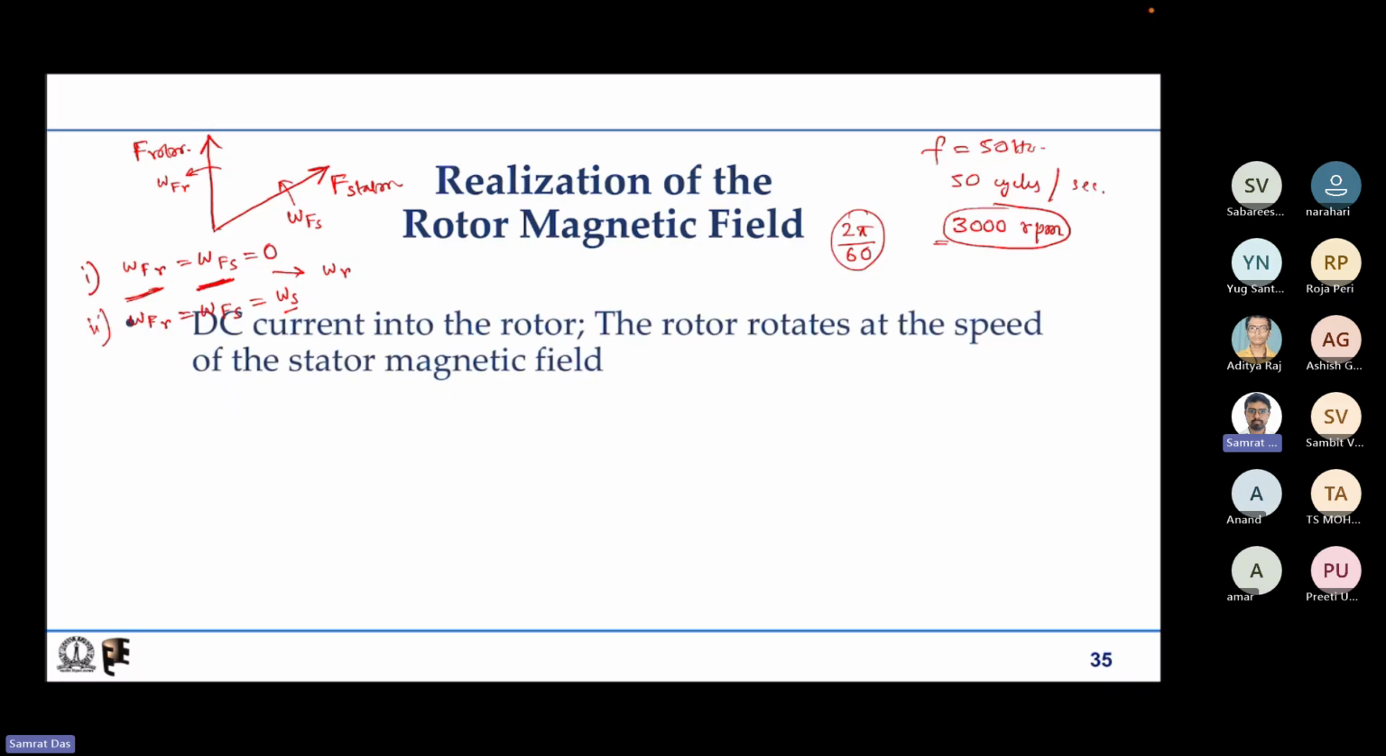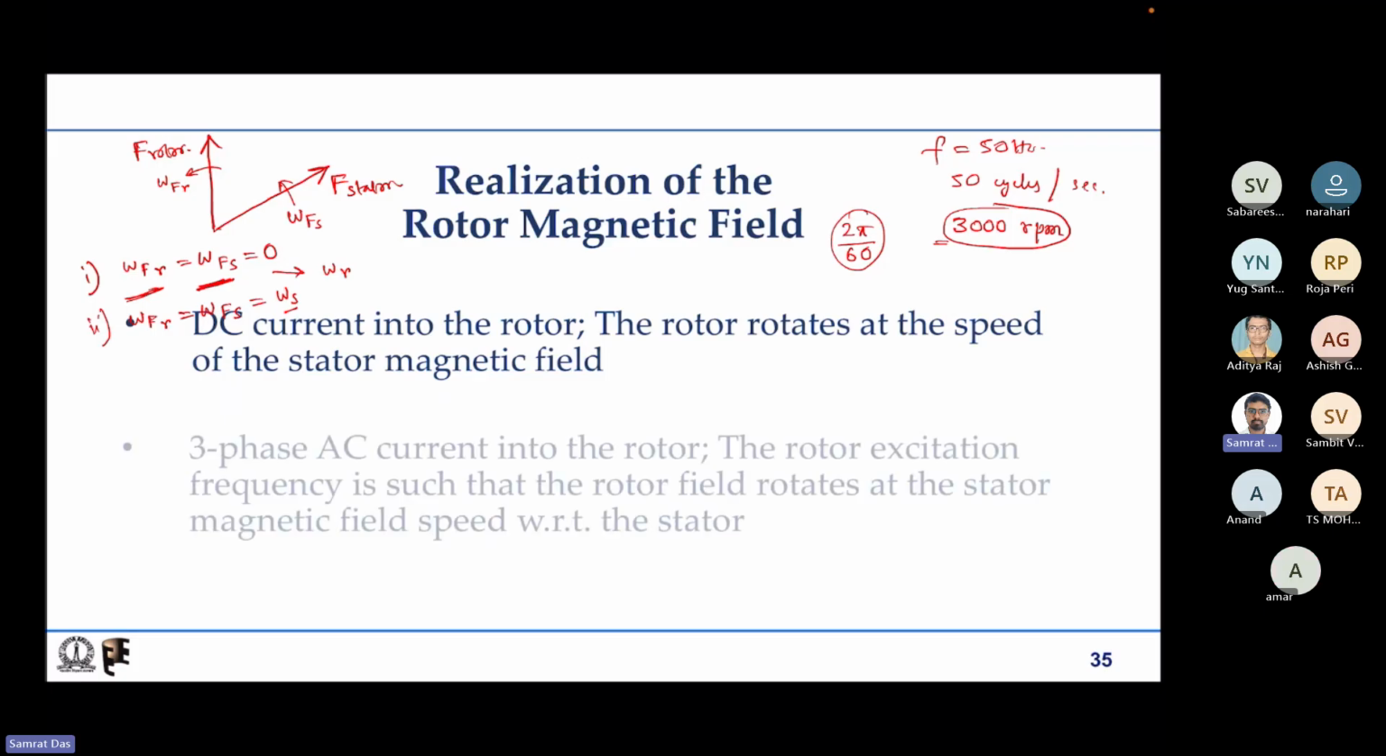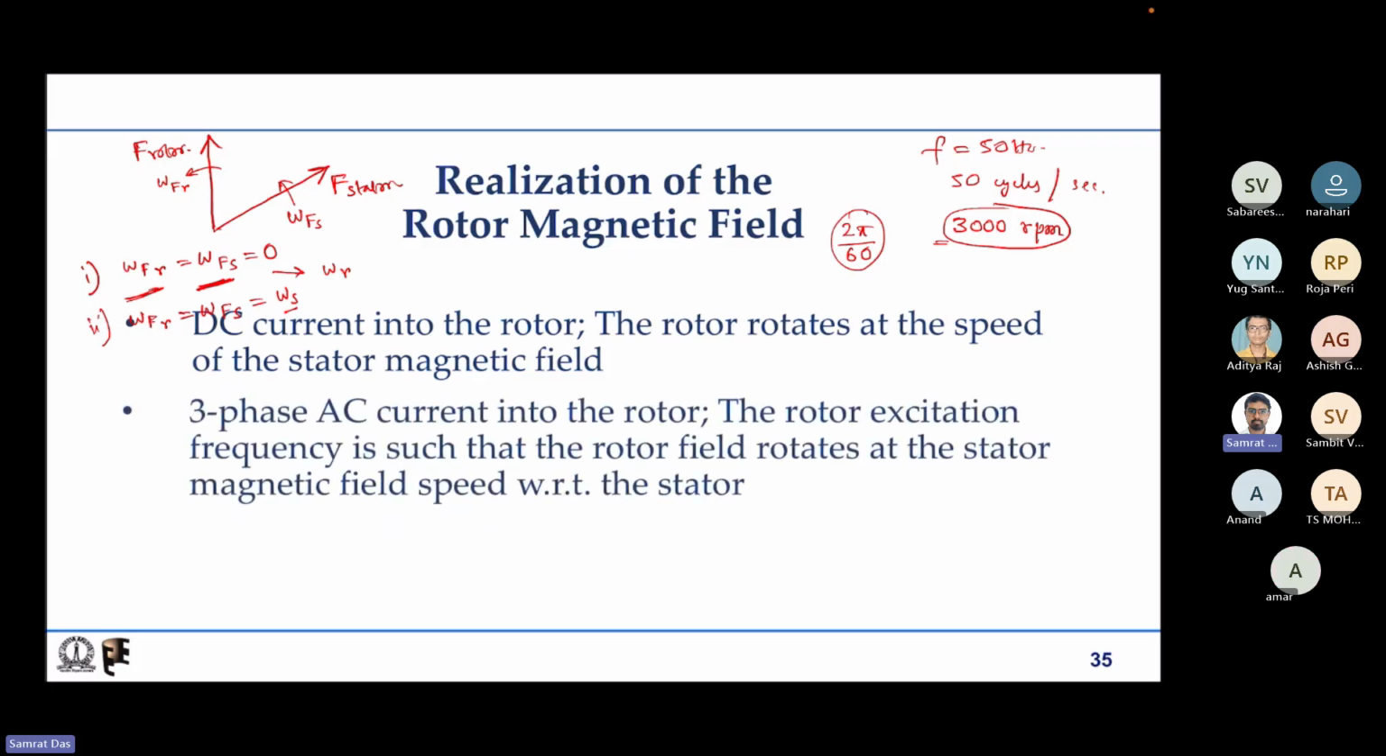This is the first one, DC current, the first way of realizing it. We can put DC current into the rotor, and the rotor can rotate at the speed of the stator magnetic field. We'll visualize what happens. Then the next possibility is that both will rotate. The rotor will rotate and the magnetic field will also rotate with respect to the rotor, and the excitation frequencies and speeds will be such that, relative to a stationary observer, that speed becomes equal to the stator magnetic field speed. So that is the second way.